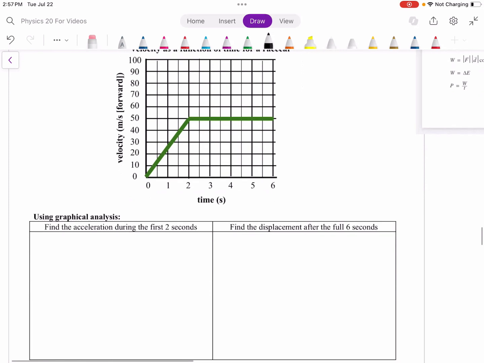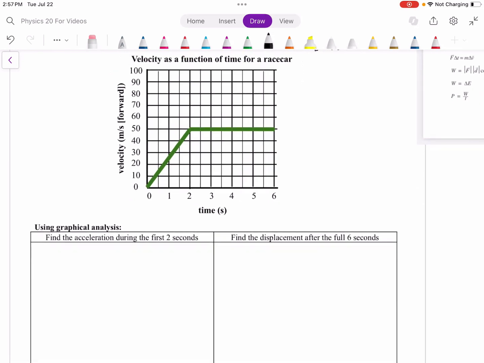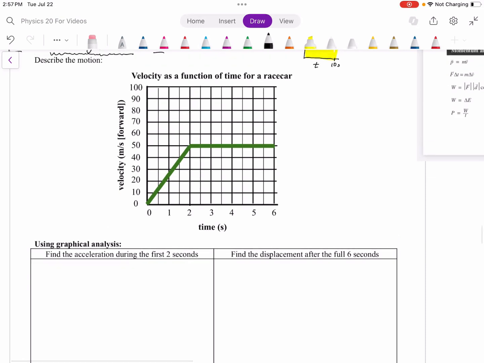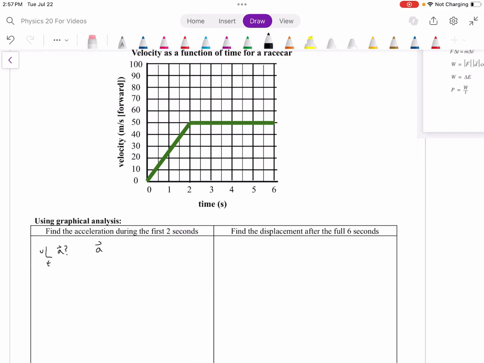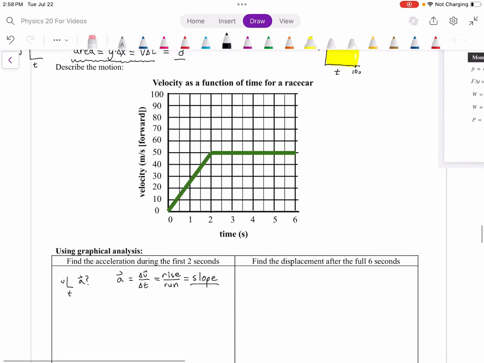Okay, so the first thing it asks us is to find the acceleration during the first 2 seconds. Well, we've done this quite a few times now, right? Always the same process. We have v and t, and we want to find the acceleration. Well, we know from our formula sheet that acceleration is just the change in velocity divided by the change in time. On a VT graph, that is rise over run, right? So we want to find the slope. So we just need to find the slope during these first 2 seconds.